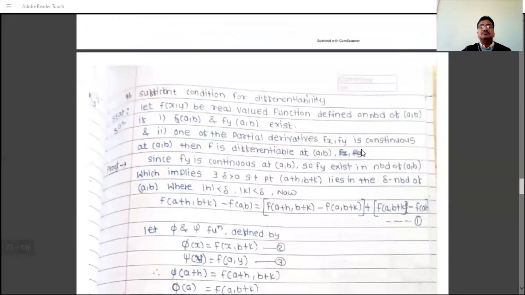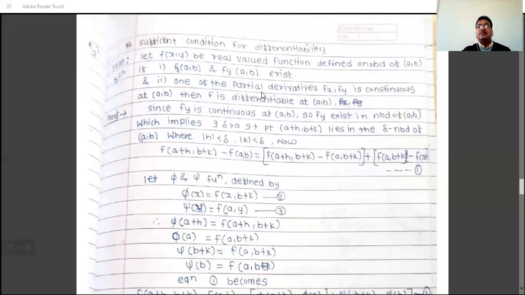So this is the sufficient condition for differentiability. Only the statement is important. The proof of the theorem is not included in the syllabus, the new syllabus. So just remember the statement. What is the statement? That f_x(a,b) and f_y(a,b) exist, and one of them is continuous at (a,b), then f is differentiable at (a,b). So this is the short statement: f_x and f_y both exist, and one of f_x or f_y is continuous at (a,b), then the function is differentiable at (a,b).